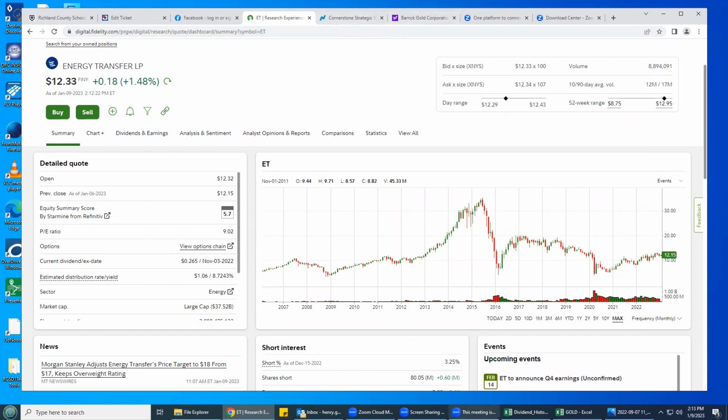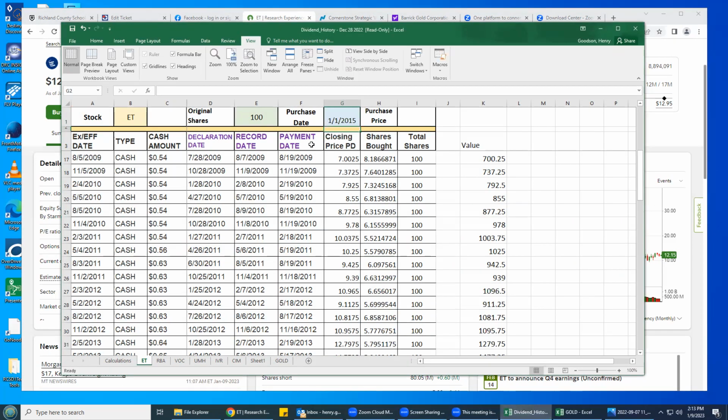2014. So go back to your chart. Say you bought it in 2014. That's 8 years, right? Bought 100 shares. So you start out with 100 shares, and you can actually go in and see the actual date, what you paid for it.